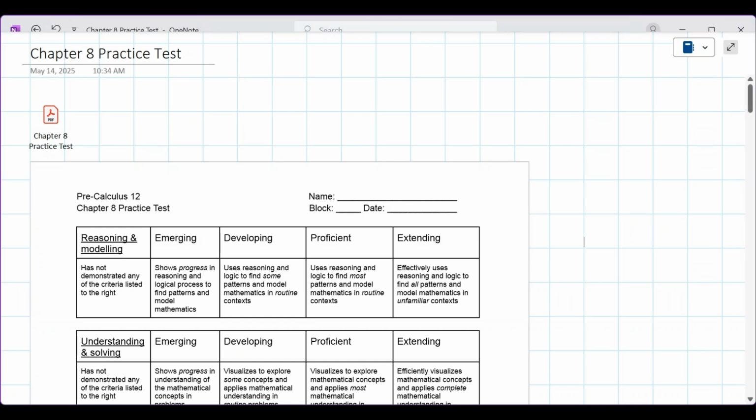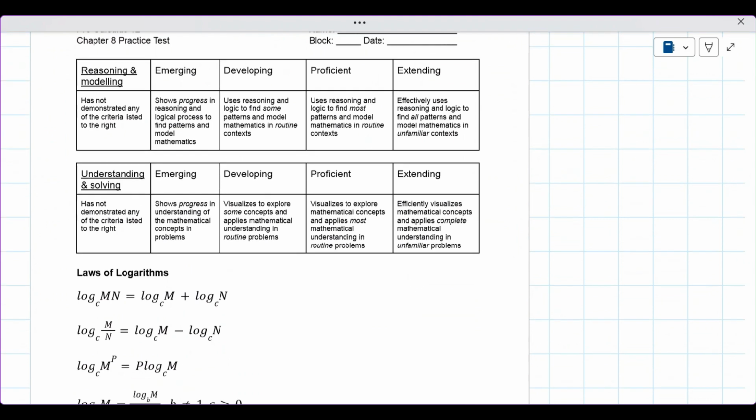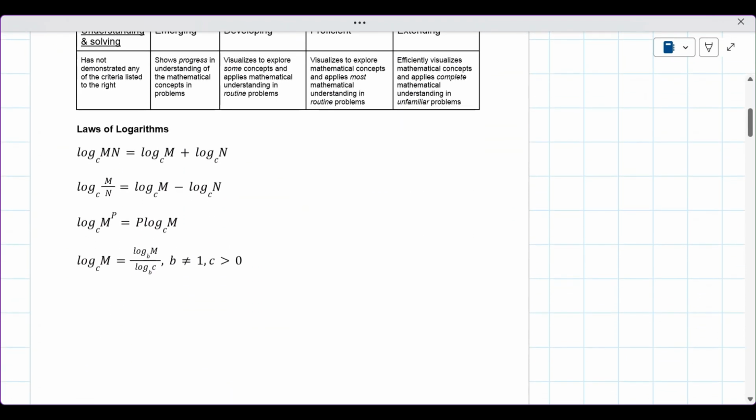Hello. So welcome to another video on the Chapter 8 practice test. In this test, we're going to look at the two levels, the reasoning and modeling, as well as the understanding and solving. And also the formulas are given on the first page, so make sure you use the formulas properly.